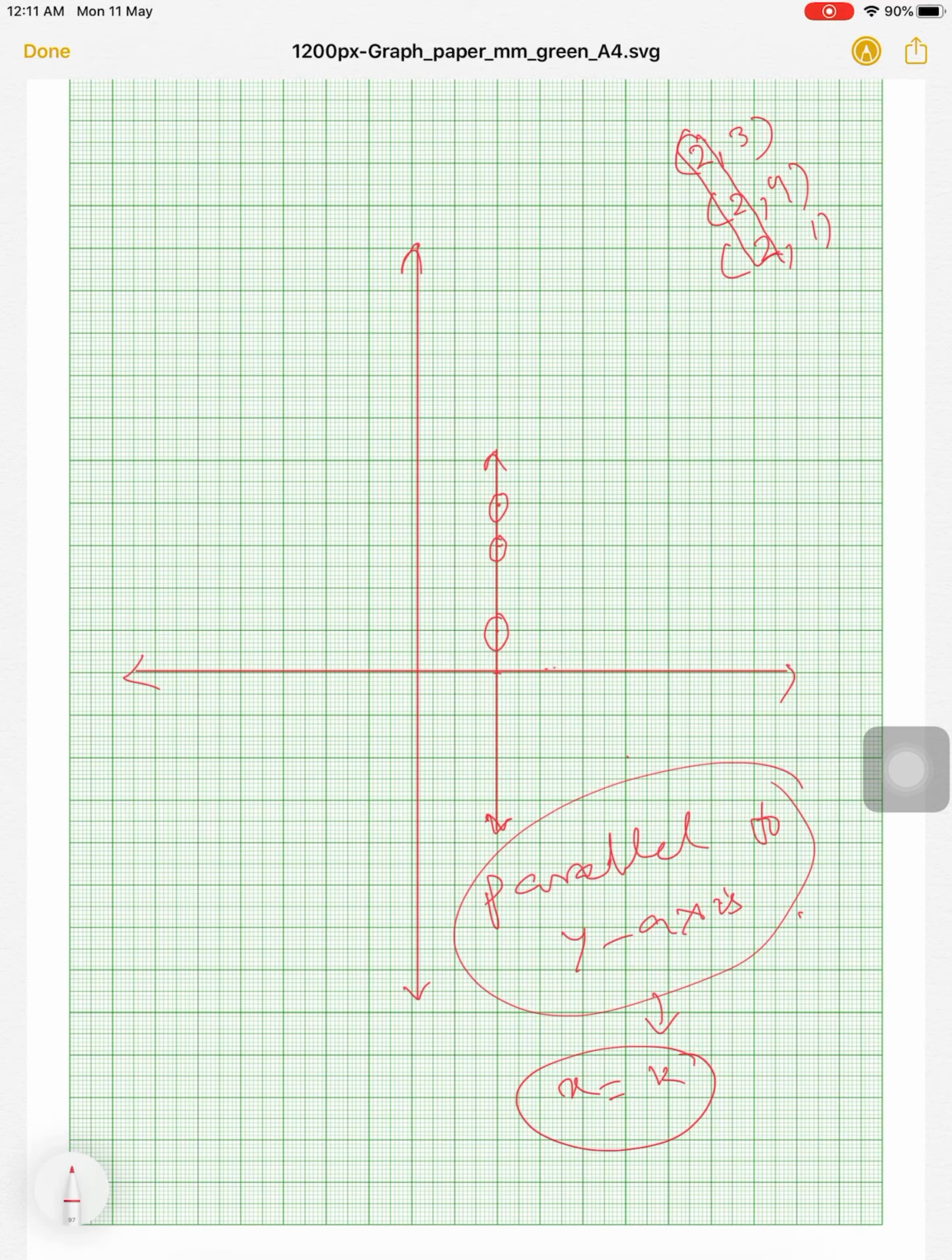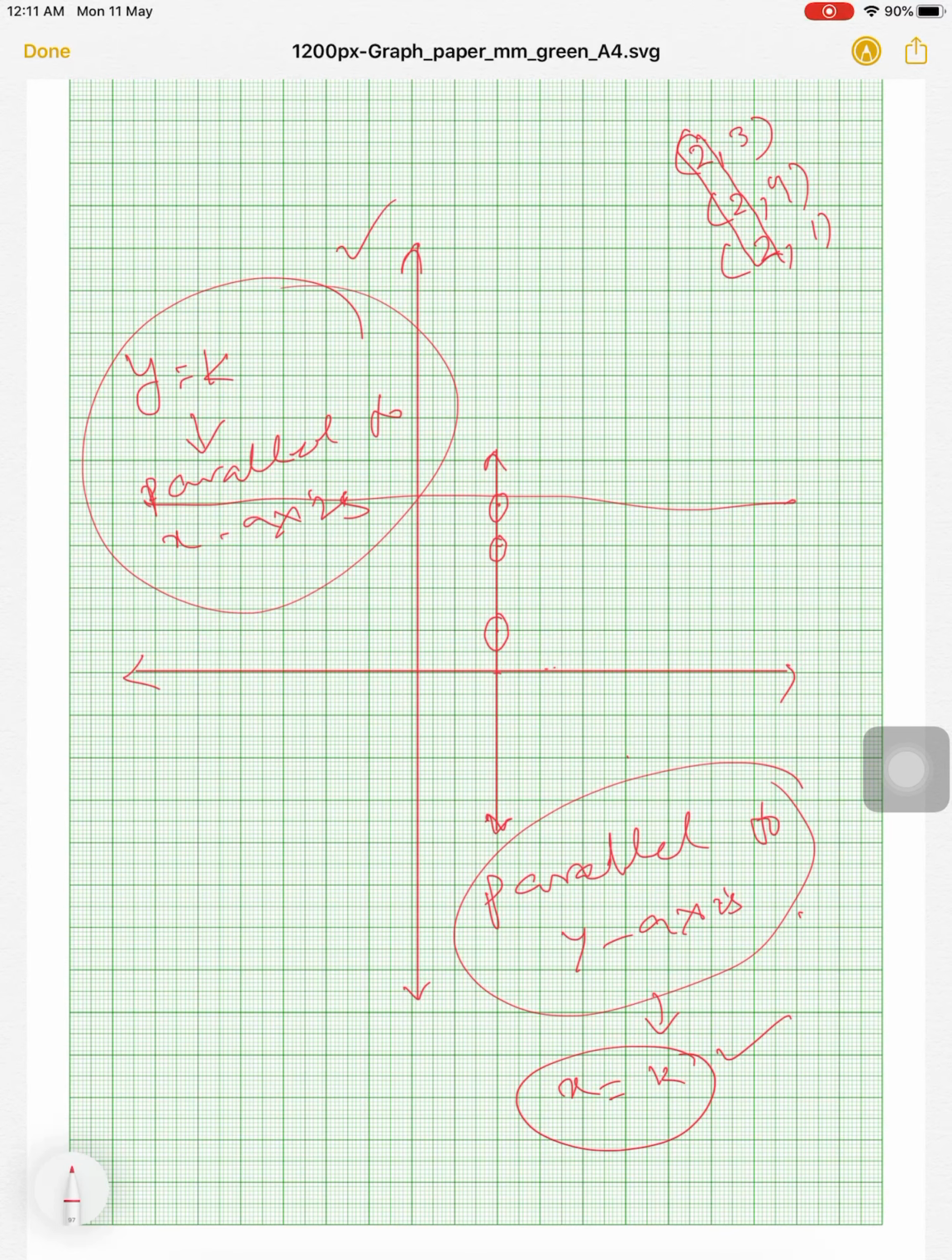Similarly, if we have a line y equal to k, then we shall get a line in this way which will be parallel to the x-axis. So the line parallel to the y-axis is given by x equal to k, and the line parallel to the x-axis is given by y equal to k.